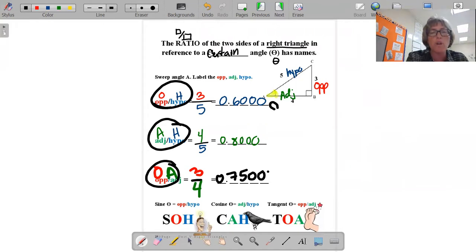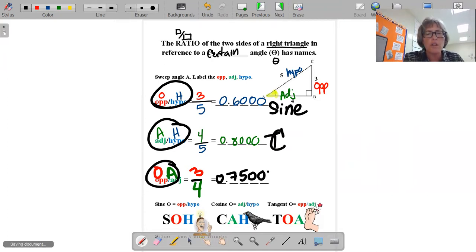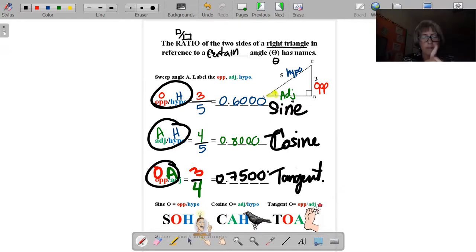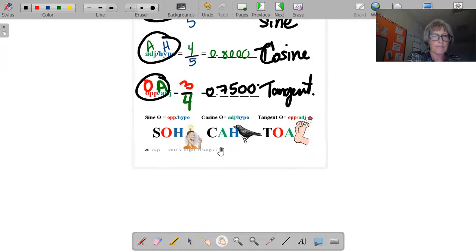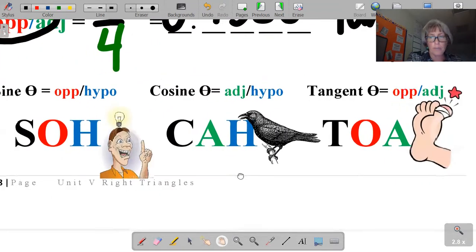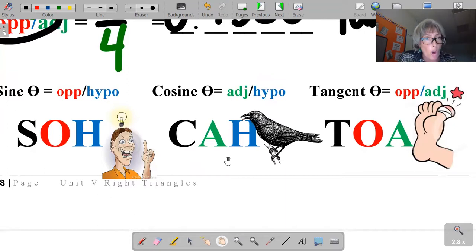These 3 combos of ratios, opposite over hypo, adjacent over hypo, opposite over adjacent, have 3 very particular names. Opposite over hypo is called the sine ratio. Adjacent over hypo is called the cosine ratio. Opposite over adjacent is called the tangent ratio. It's in that and only that order. And to help you remember this, we have an acronym. This acronym is called SOH CAH TOA.